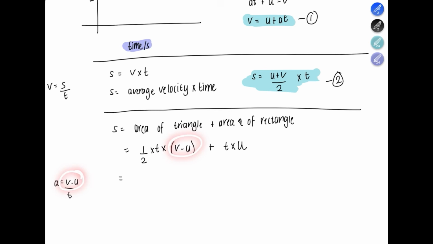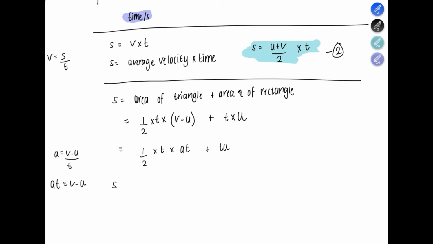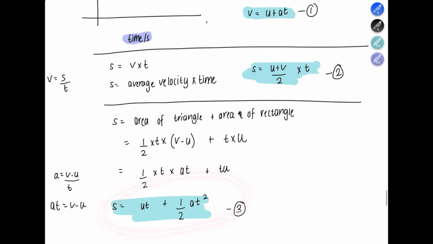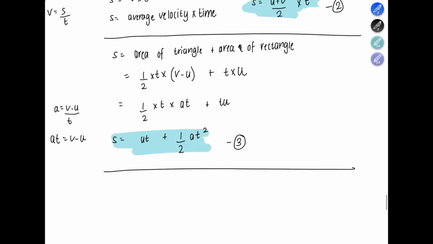Okay, so at equals v minus u. We can write this as half multiplied by time multiplied by (at plus tu). You can get s equals ut, I'm writing this one first, plus half at square, right? If you see, this is the same equation as the equation that we have earlier, and this is how you derive it. You need to know these derivations because you can be asked to derive the fourth equation.